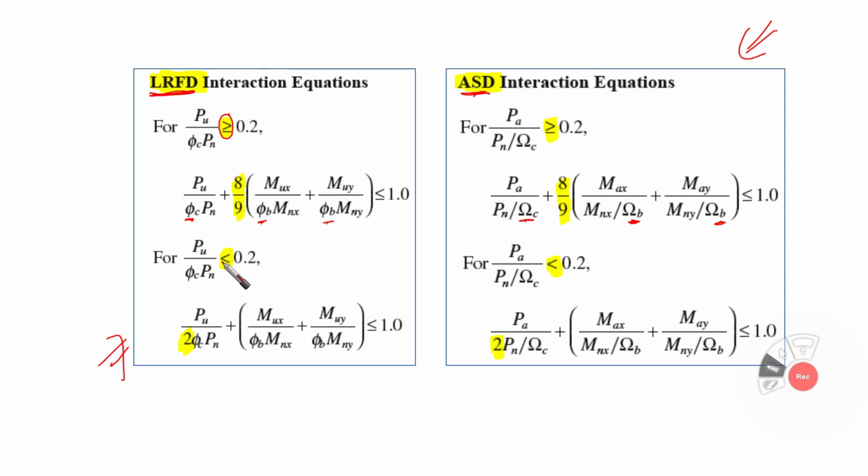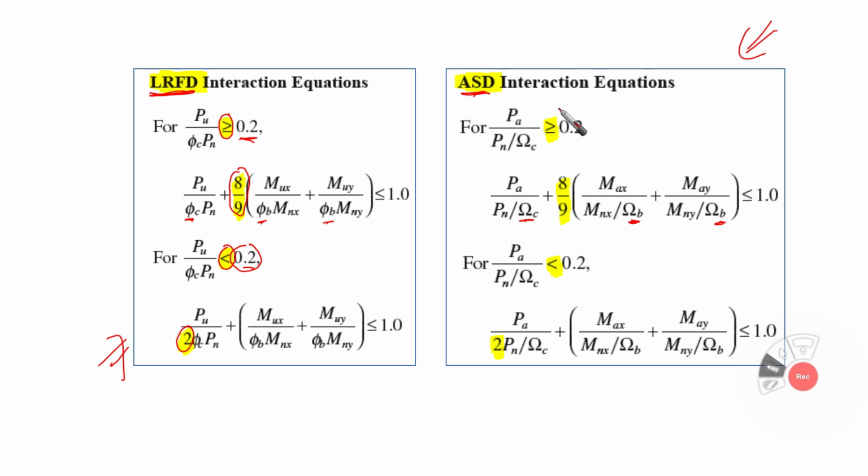The threshold that you are going to use always is 0.2. So P ultimate over phi C Pn, if it is larger than or equal to 0.2, then you are going to use this equation, where the force is large, so no reduction for the axial term, and a slight reduction for the bending term. If this P ultimate over phi C Pn is less than 0.2, then the opposite applies. We are going to reduce the axial term by 1/2 and let the moment term be the same.